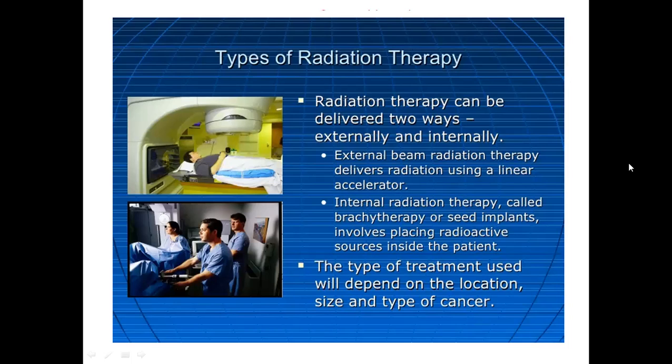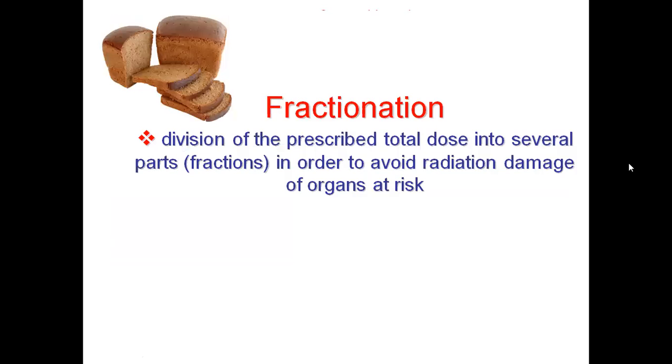Radiation therapy can be delivered in two ways, externally and internally. External beam radiation therapy delivers radiation using a linear accelerator, and internal radiation therapy, also called brachytherapy or seed implants, involves placing radioactive sources inside the patient. The type of treatment used will depend on the location, size, and type of cancer.